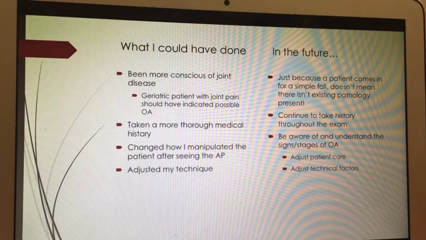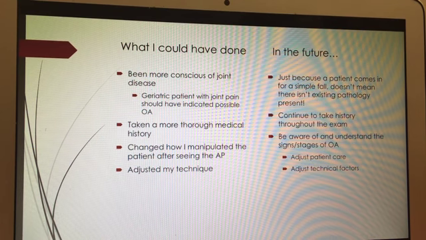So, what did we learn from all of this? First of all, I wanted to think about what I should have done or could have done with this particular patient. I could have been more conscious of joint disease. Because this is a geriatric patient with joint pain, it should have tipped me off that it could possibly be a joint disease. I should have taken a more thorough medical history, which would have changed how I manipulated the patient, and I also could have changed my patient care after seeing the AP radiograph of the knee, seeing that there was a pathology present.